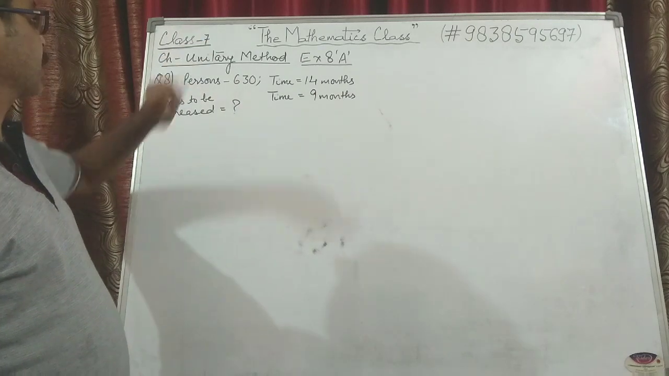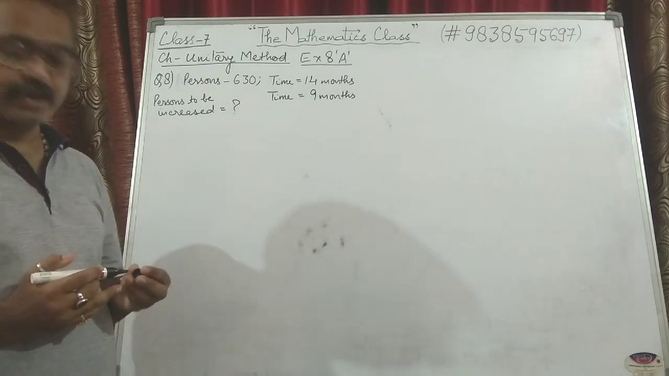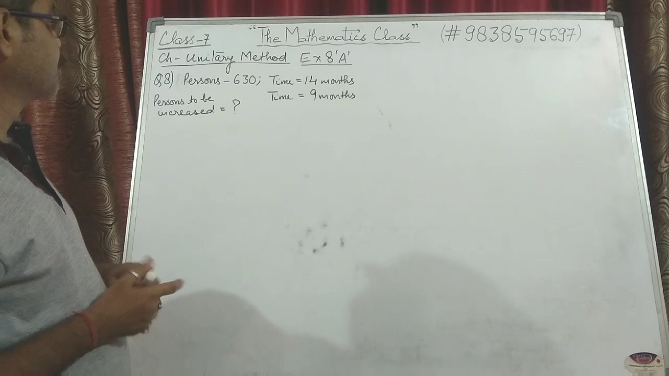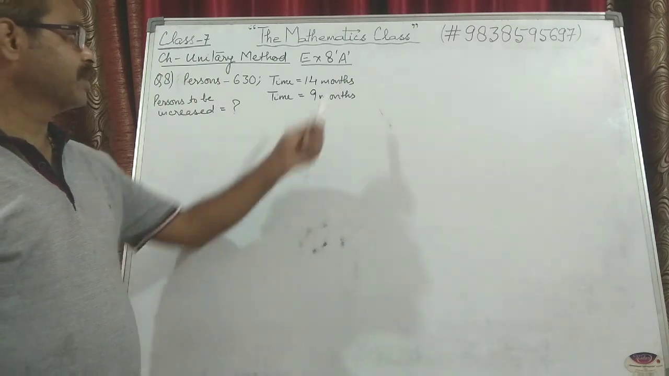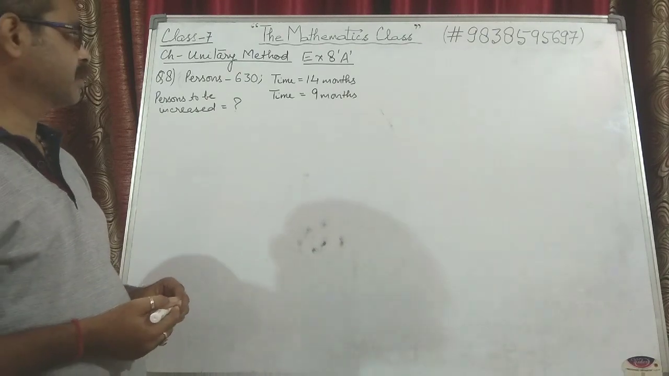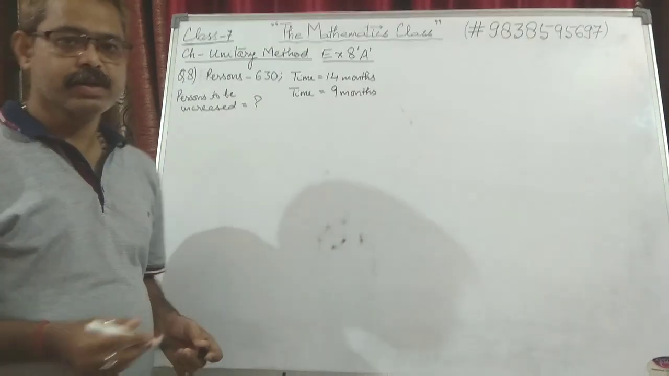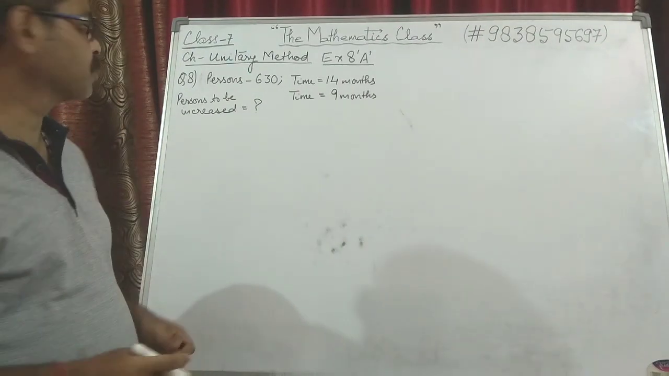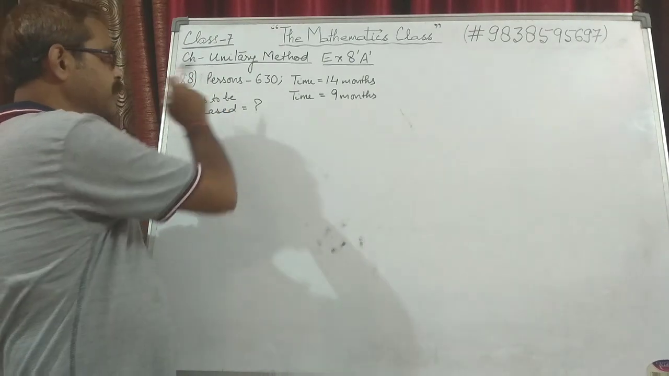This class is for class 7 and the chapter that we are discussing is unitary method. We were doing exercise 8a. In continuation to the previous class, we have done up to question number 6. Question 7 is the same, so you will do it on your own. We are doing question number 8.